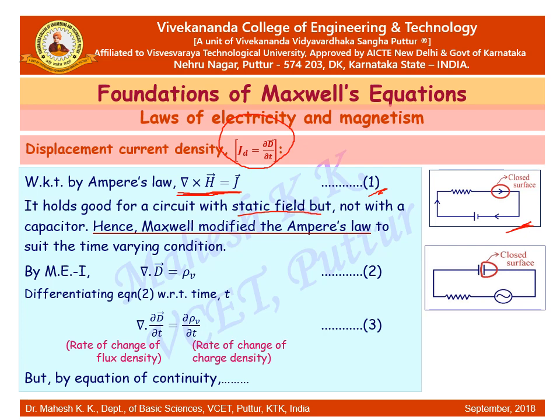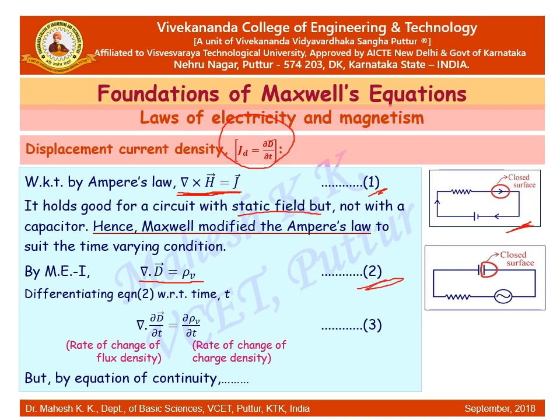Now it holds for a static condition, and we have already explained that in the previous definition. Hence, to apply that to the time varying condition, Maxwell modified the Ampere law to suit the time varying condition. Now let us consider Maxwell equation 1, that is divergence of D is equal to rho V, the charge density. Let that be equation 2.